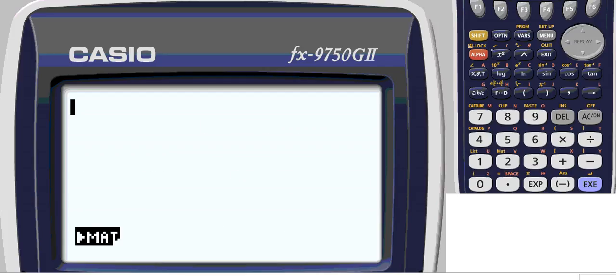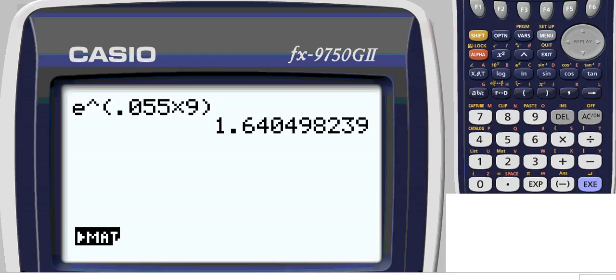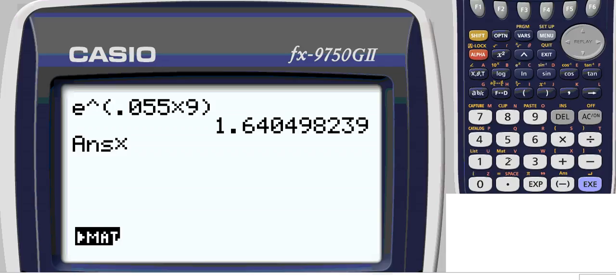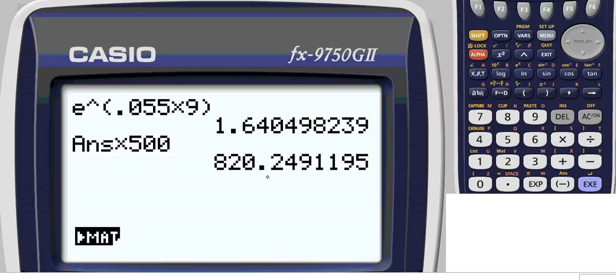So pull out your calculator and do e to the 0.055 times 9. Just make sure you put parentheses around your exponent so that it'll do the multiplication first. So that's 1.64. And then it's times the 500, the initial purchase price. So the final here is 820.249. Now remember, this is thousands of dollars.